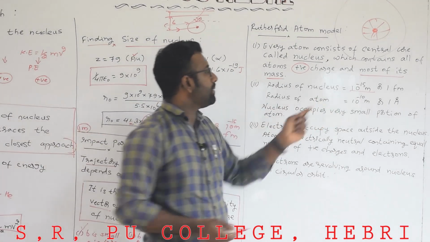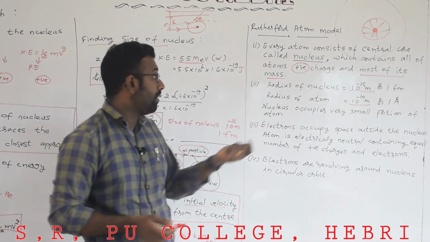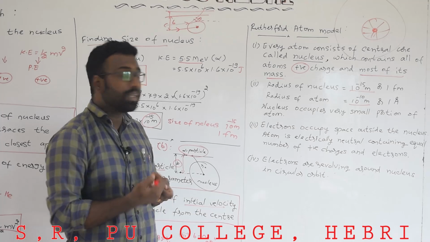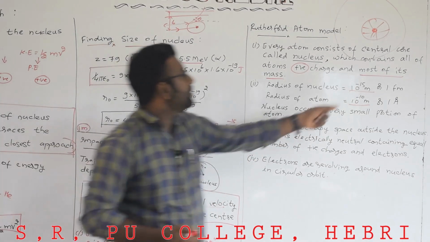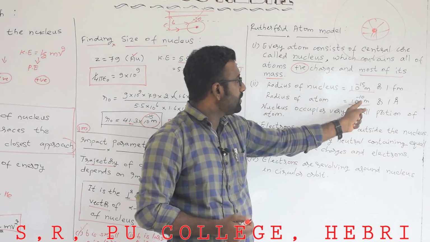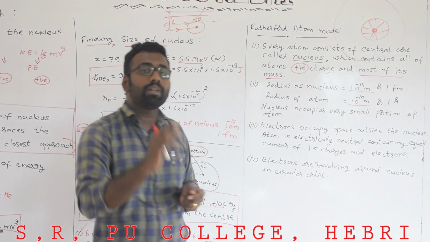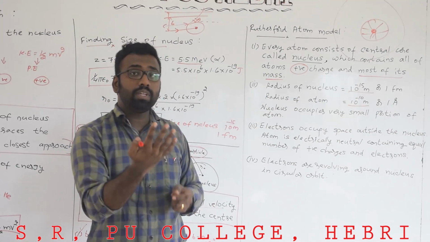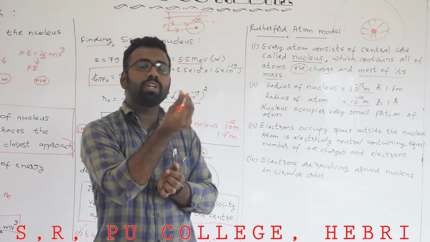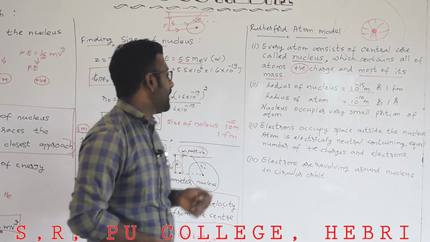What is the radius of the atom? The radius of the atom is 10 to the power minus 10 meters, or 1 angstrom. The nucleus occupies a very small portion of the atom. If you check the difference between these two powers, you will get a difference of 10 to the power 5. The atom is so big, and the nucleus is very small within it. So that is the idea about the nucleus.